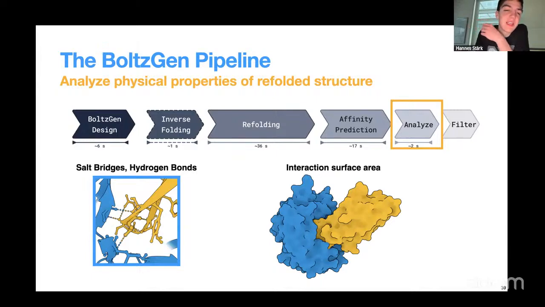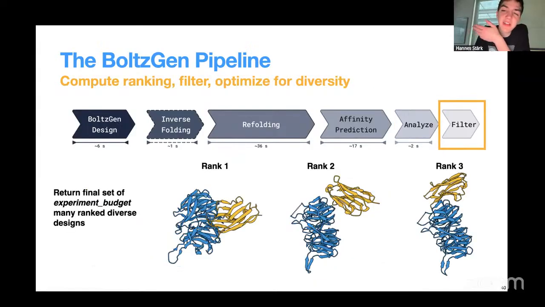And then here in this analyze step, we are computing counts of physical interactions like salt bridges and hydrogen bonds, and we're measuring how much interaction surface area there is, for example, between the design protein and the target protein. And then all these metrics are fed into a final ranking algorithm that combines them into a single ranking.